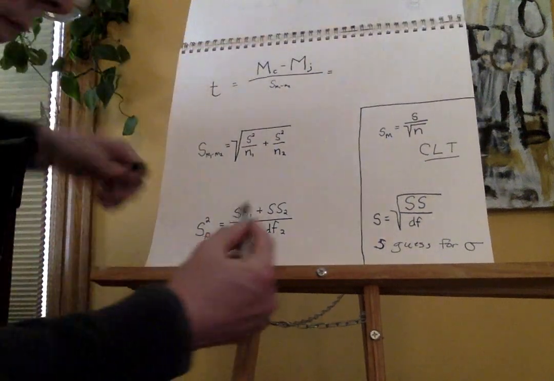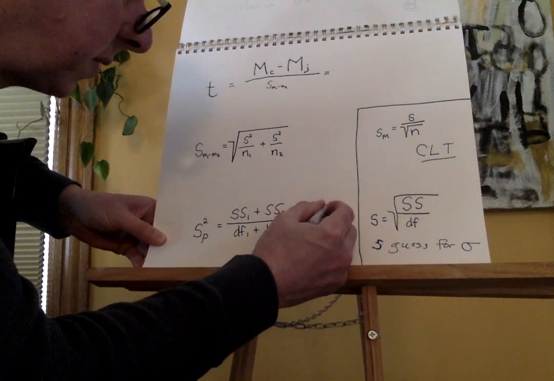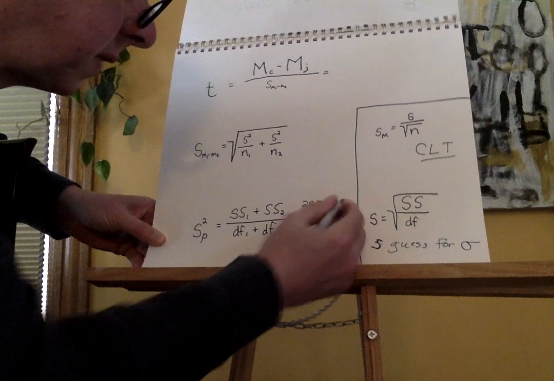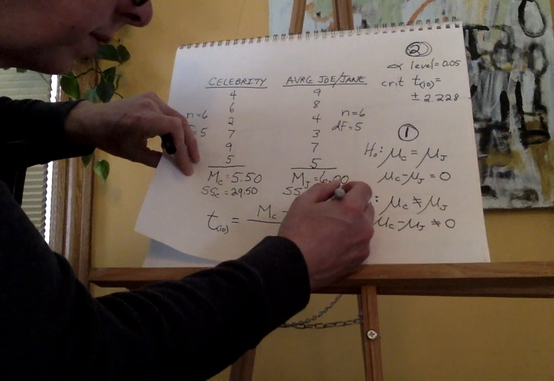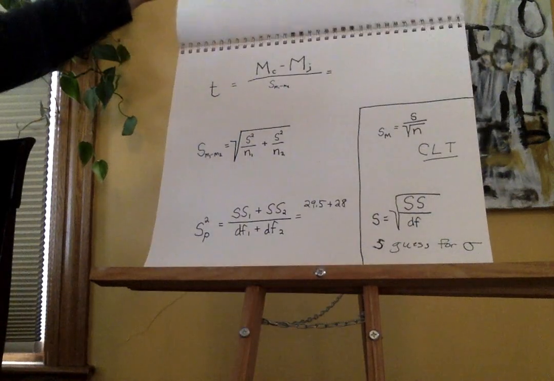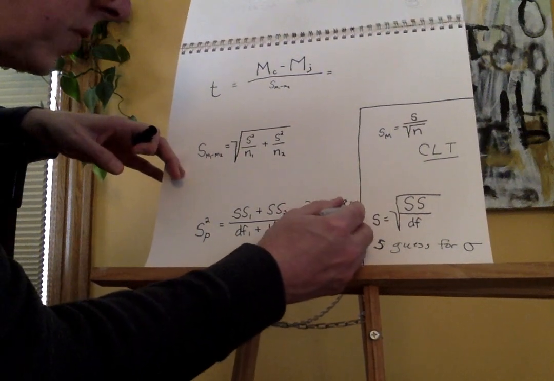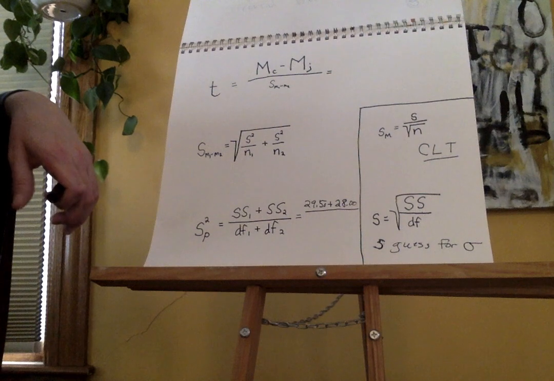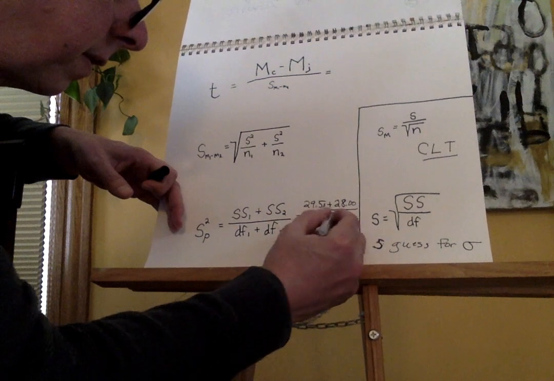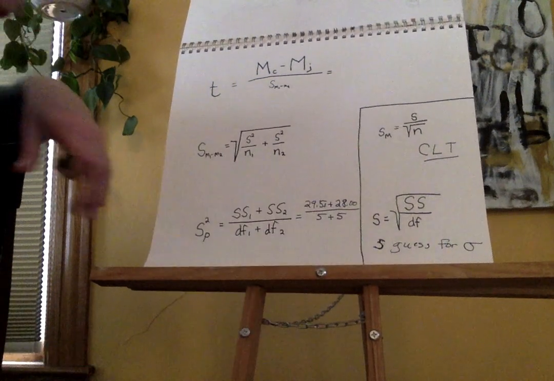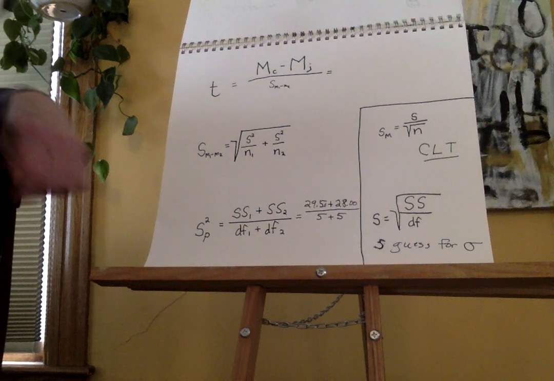Okay, so we're going to do 29.5 plus 28. Is that what it was? 28? 29.50. Okay. Add those together. Degrees of freedom for 1 plus degrees of freedom for 2. So this is 5 plus 5, right? We had 6 in each group. 5 plus 5. Okay? I have to get my calculator.